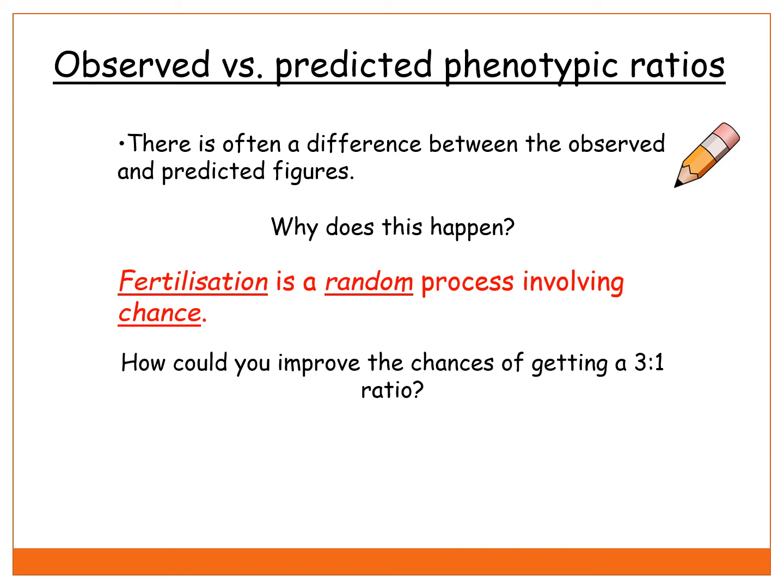And the answer for this always needs to be to increase the sample size. So two things that you need to know are, why is there a difference between the observed and predicted figure, and you will answer that fertilization is a random process and involves the element of chance. And the next thing is, how could you improve the chances of getting a 3-to-1 ratio? That would be increase sample size, so having more children.